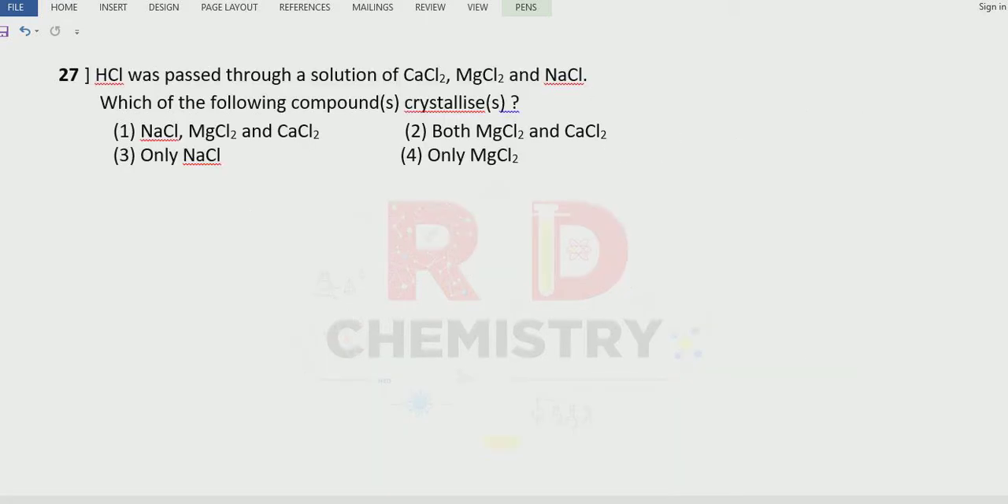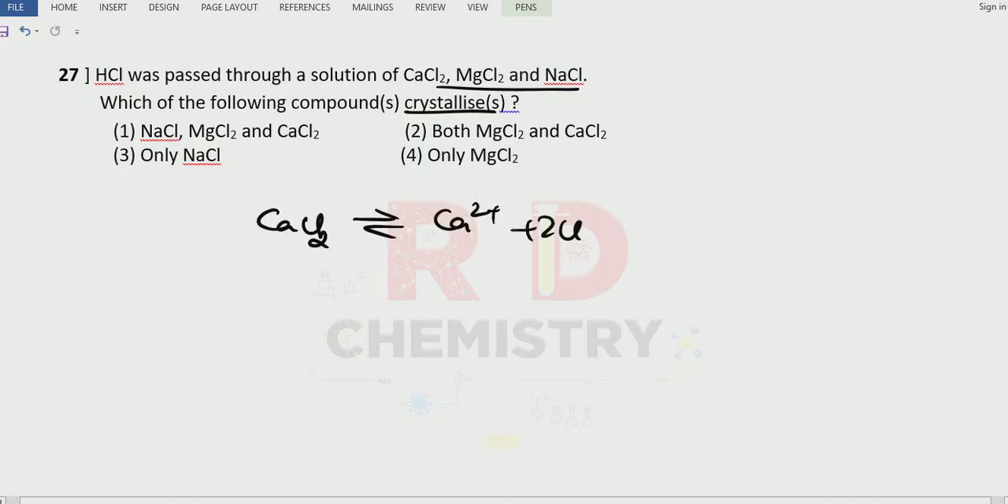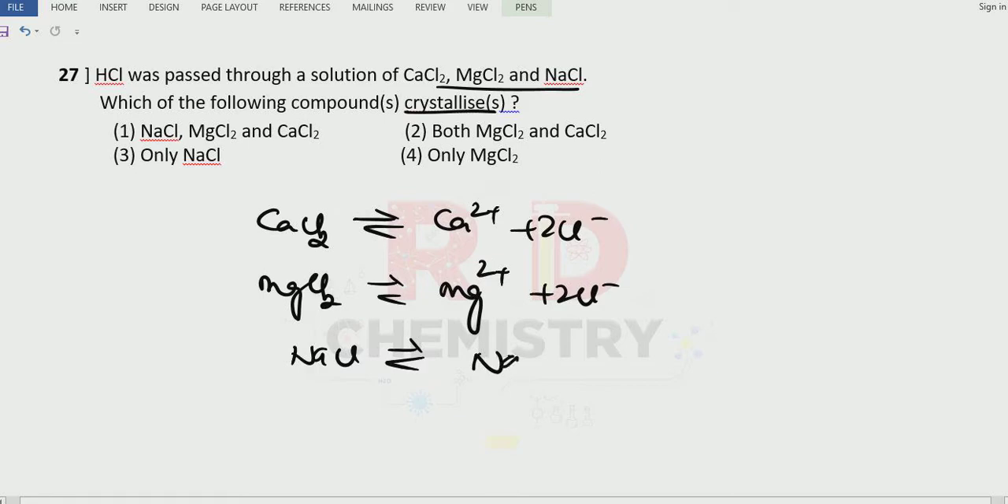Question number 27. HCl is passed through a solution of calcium chloride, magnesium chloride, and sodium chloride. Which of the following compounds crystallize? See, in a saturated solution, calcium chloride gives calcium 2 plus and 2 chloride ions. Similarly, magnesium chloride gives magnesium 2 plus and 2 chlorides. And sodium chloride gives sodium plus and Cl minus in the saturated solution.